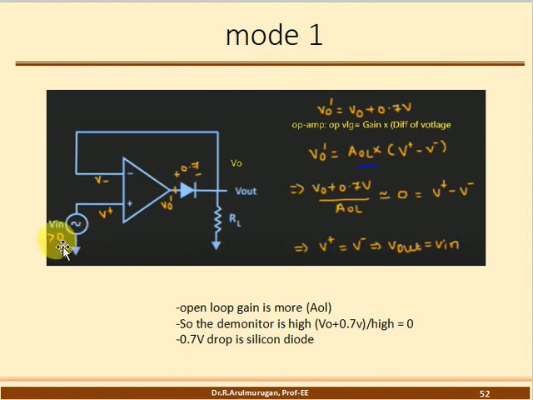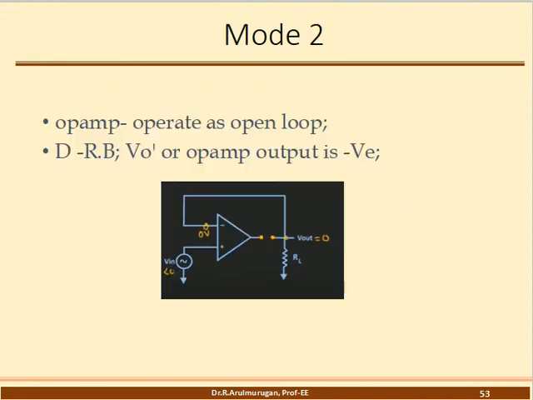What about the mode 2 condition? Input is less than 0. For example, neutral with respect to the phase. The diode is in the opposite direction, so the diode is reverse biased, and due to this the circuit is not closed like it was here.